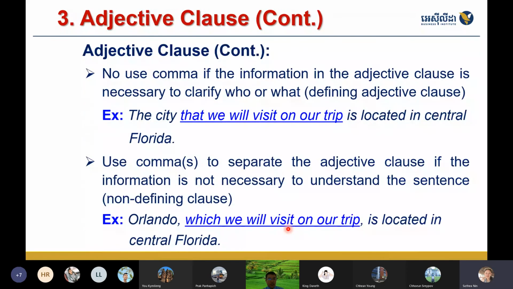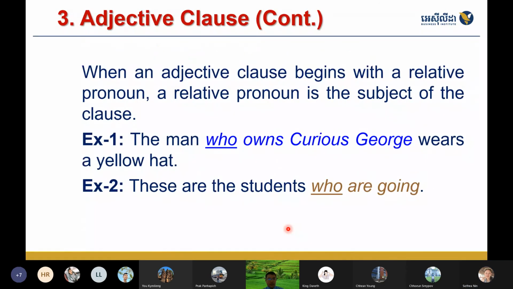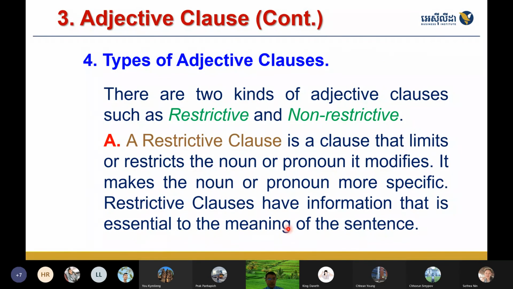Move to next. Okay, please read this. Continue. Types of adjective clause. There are two kinds of adjective clause: restrictive and non-restrictive.